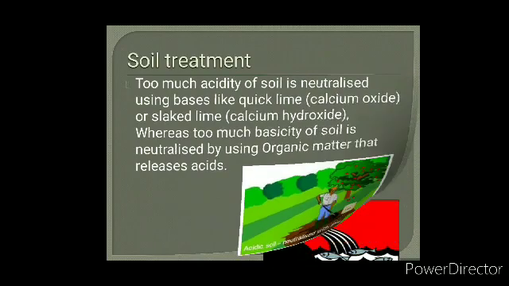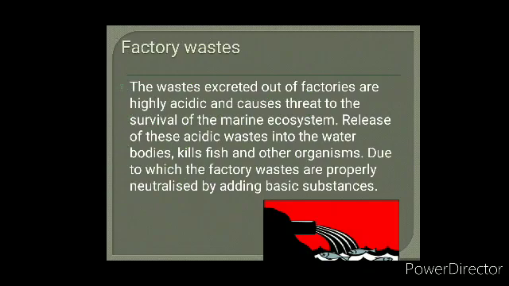Last one is factory waste. As you know, the wastes of many factories contain acids. If they are allowed to flow into water bodies, then they will kill fish and other organisms. The acid will kill fish and other organisms. The aquatic animals can't live in very acidic water. For that reason, the factory wastes should be neutralized by adding basic substances to them in the adequate amount. It should be neutralized.